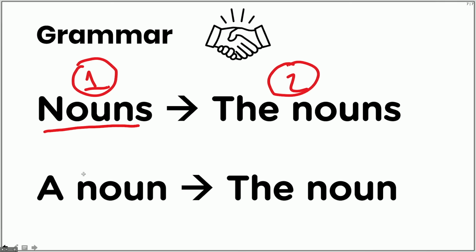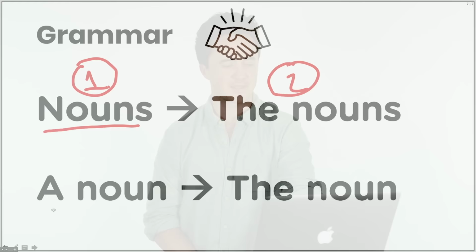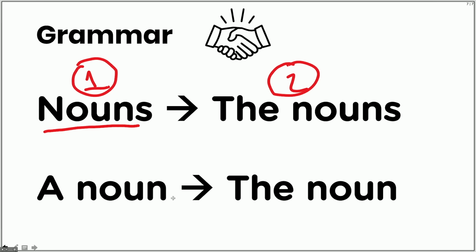And we can also see here that a can become the. So we might say something like, a zebra named Peter can become the zebra named Peter in the second sentence there, okay? So a can become the. So sentence one might use the indefinite article a, and sentence two might use the definite article the. Cool, so there's a little bit of grammar.